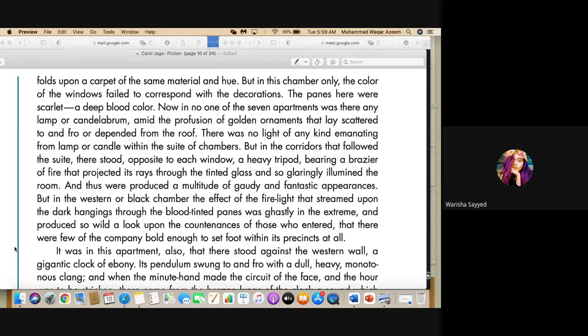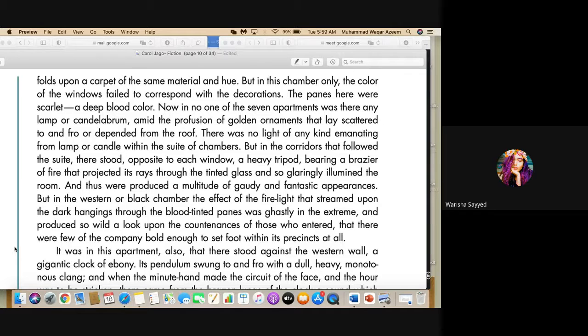Now, in no one of the seven apartments was there any lamp or candelabrum, amid the profusion of golden ornaments that lay scattered to and fro or depended from the roof. There was no light of any kind emanating from lamp or candle within the suite of chambers. But in the corridors that followed the suite, there stood opposite to each window a heavy tripod bearing a brazier of fire that projected its rays through the tinted glass and so glaringly illumined the room. And thus were produced a multitude of gaudy and fantastic appearances.